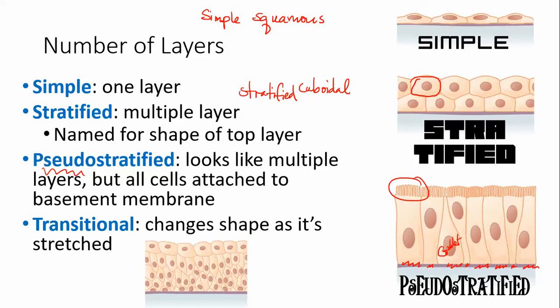And then there's a last type that I lump in here because it's got multiple layers, but honestly it's named for both the number of layers and the fact that these layers don't have very consistent shapes, and that's transitional epithelium. The individual cells will change shape as it's stretched or as it contracts, and this is the type of epithelial tissue that's found in the urinary bladder.